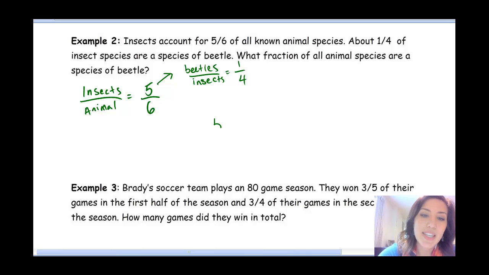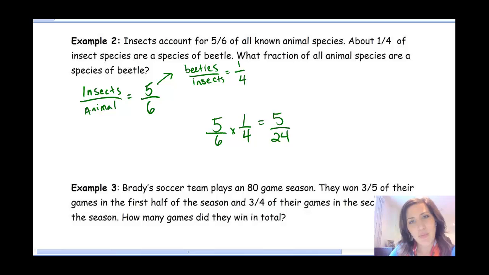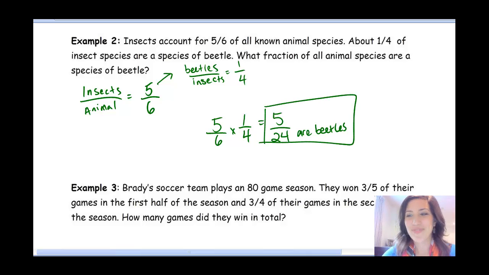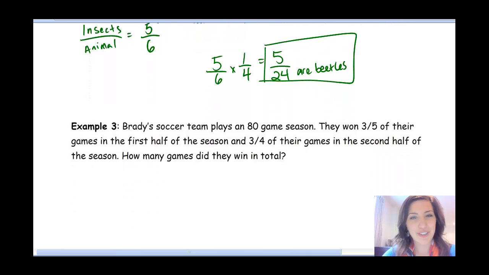So we can say 5/6 times 1/4 equals 5/24. Can we reduce this any further? Is there any number that both 5 and 24 can be divided by? No, there's not. So that's our answer. 5 out of 24 are beetles. There we go.